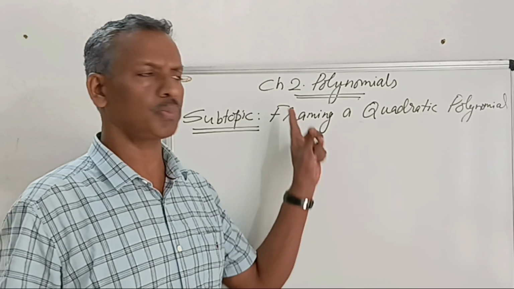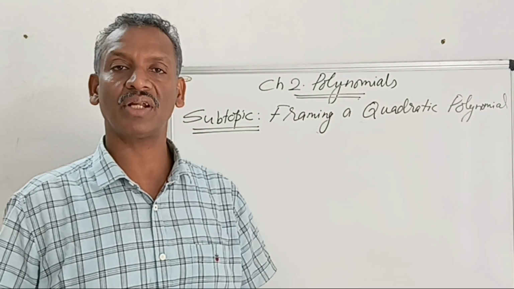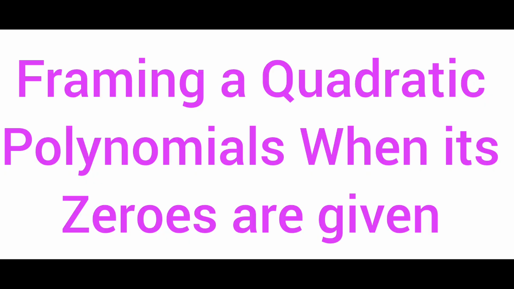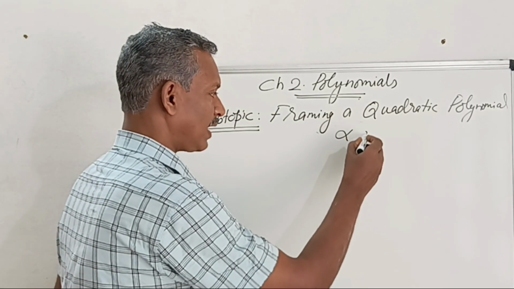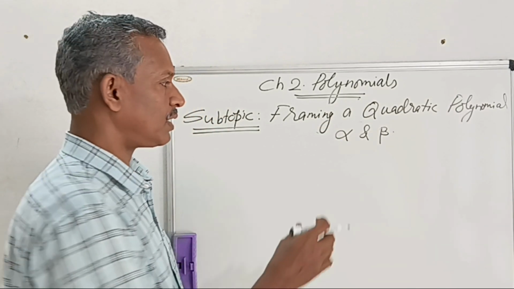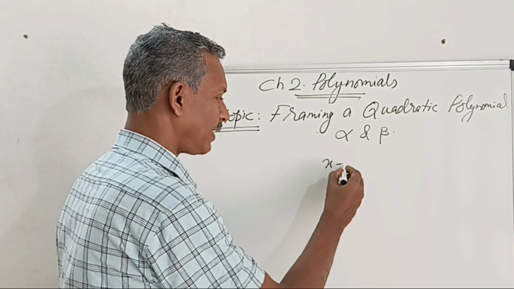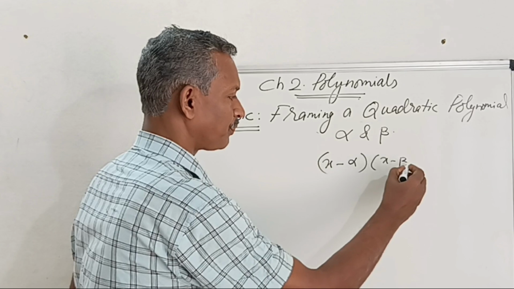Today we are continuing with the same chapter, chapter 2 Polynomials, and today's subtopic is framing a quadratic polynomial when its zeros are given. Okay, let the zeros be alpha and beta. If alpha and beta are the zeros, the factors are x minus alpha and x minus beta.